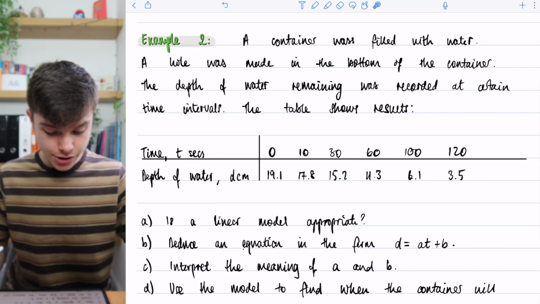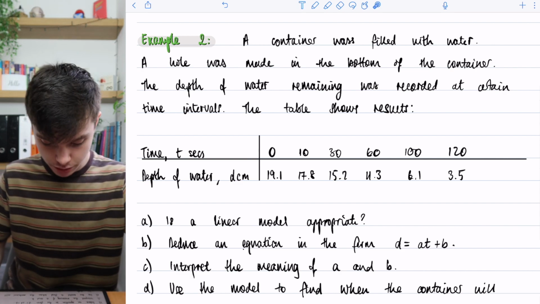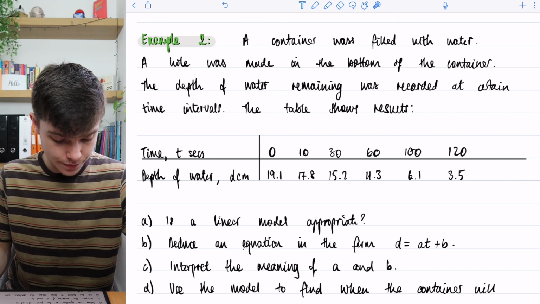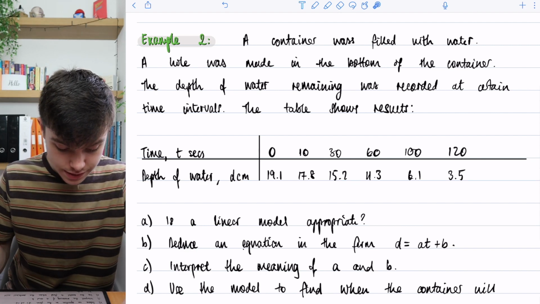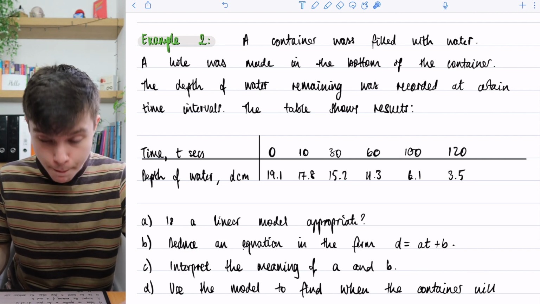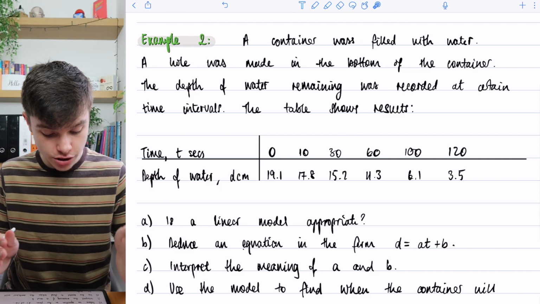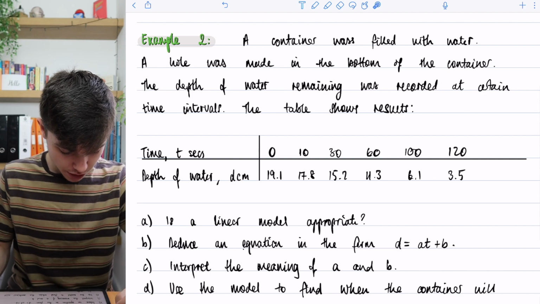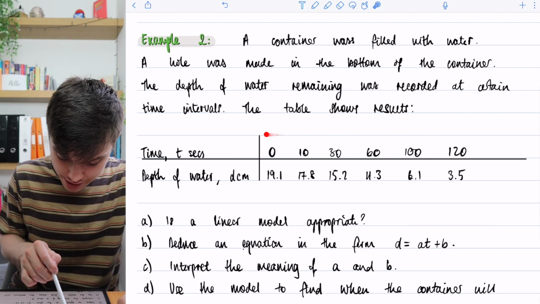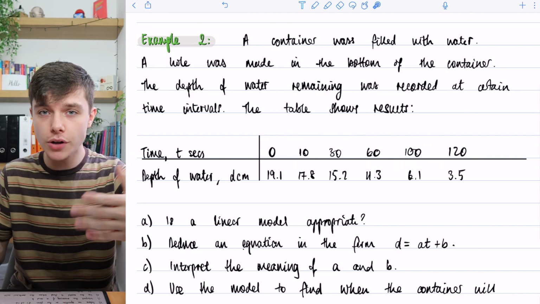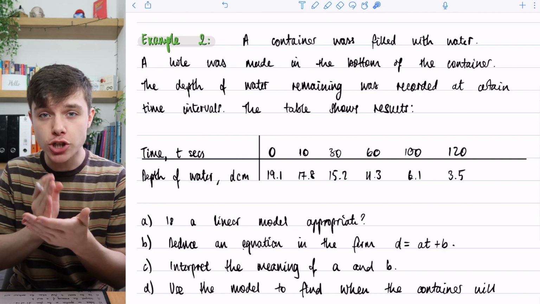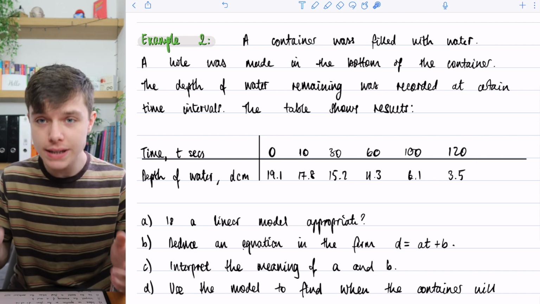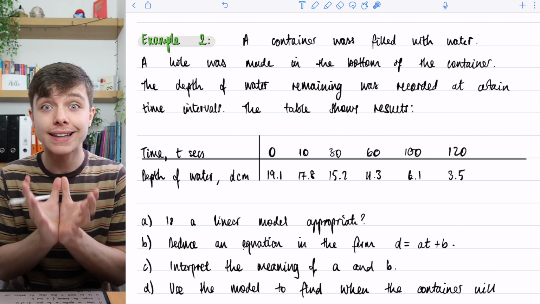Right, let's have a look at another example. This is the final example for this video. It says a container was filled with water. A hole was made at the bottom of the container and the depth of the water remaining was recorded at certain time intervals. And then we've put the results in the table. So we can see at these different times here, we filled a container with water, we put a hole in and measured at 0 seconds, 10 seconds, all the way till 120 seconds, the amount of water left in the container.